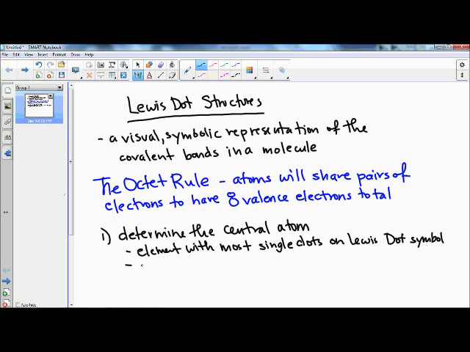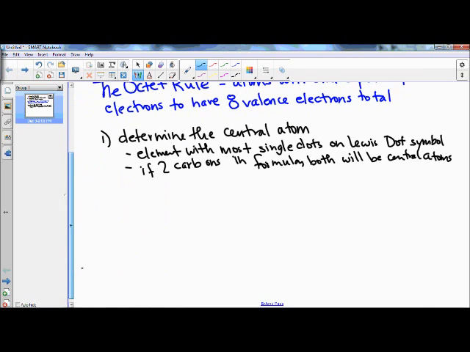Okay, carbon is very commonly a central atom. If there are 2 carbons in the formula, they're both going to be central atoms. I'll show you some examples of this. Okay, so that's the first thing. You have to determine which one's the central atom.